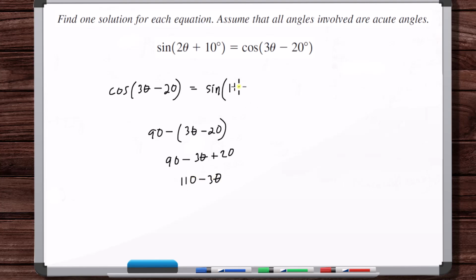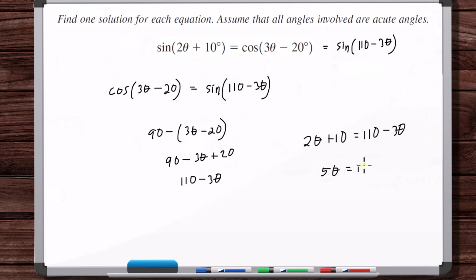So this is equal to sine of 110 minus 3 theta. So we can set these equal. Sine of this is equal to sine of this. So 2 theta plus 10 is equal to 110 minus 3 theta. So 5 theta is equal to 100. So theta is equal to 20.